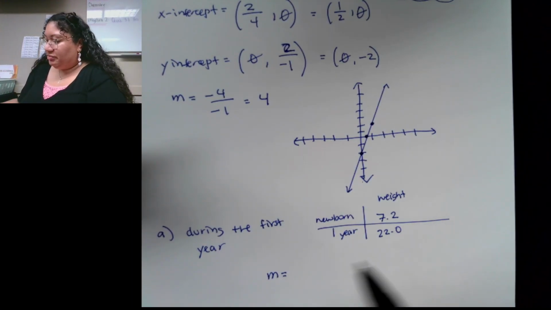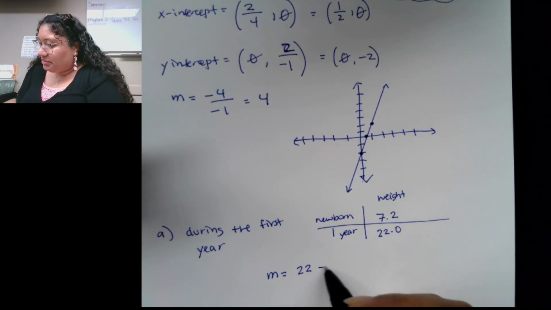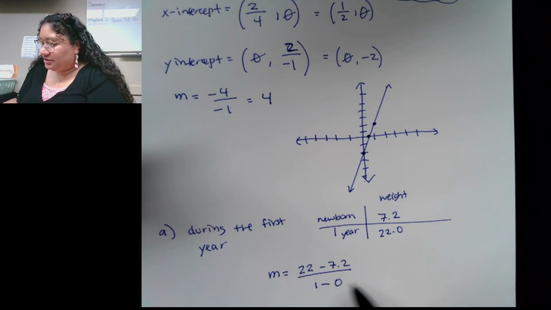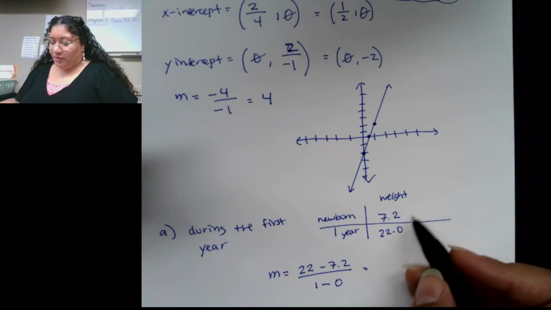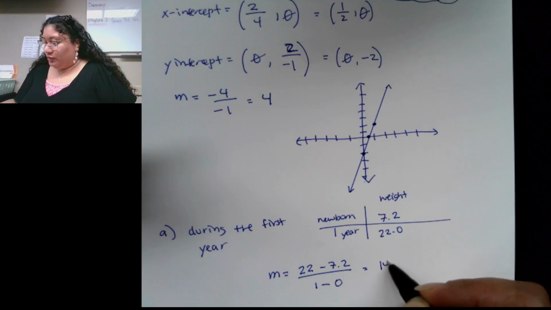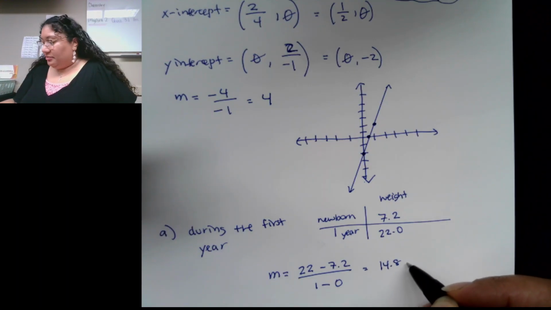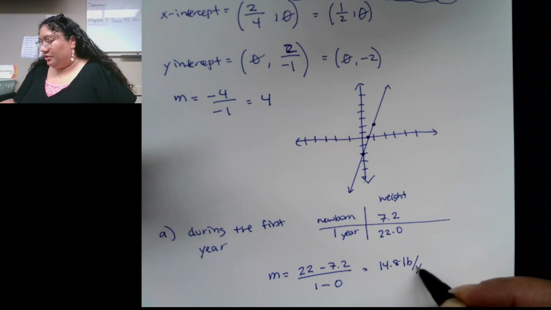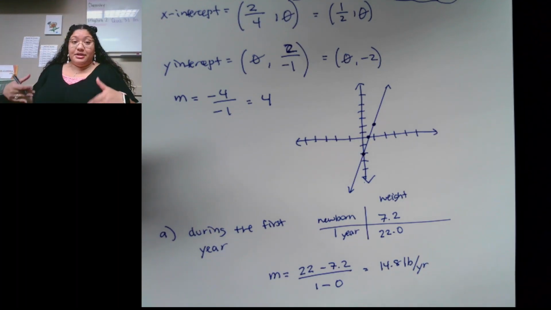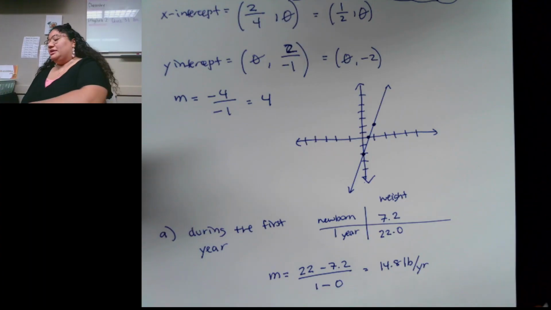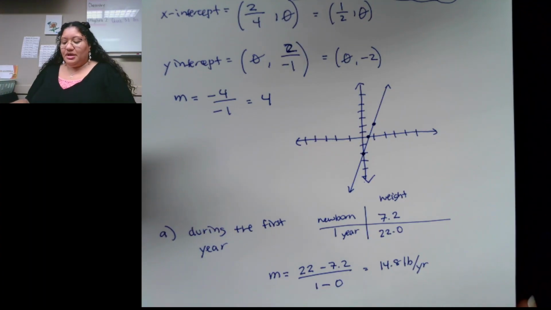Okay, let's do our slope. Our slope would be 22 minus 7.2 over 1 minus 0. When you do the math here, you would get 14.8 pounds per year. I'm not going to do the rest only because I'm pretty sure you all can do it. You're just comparing the two ages that they gave you.